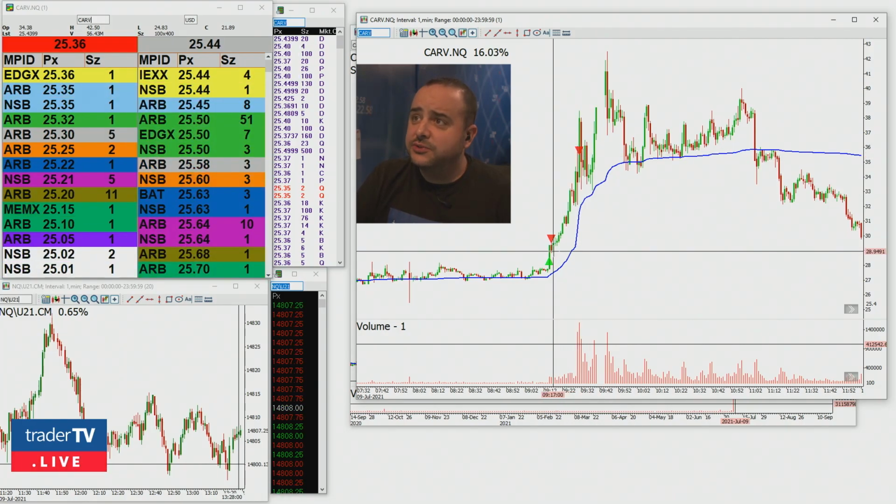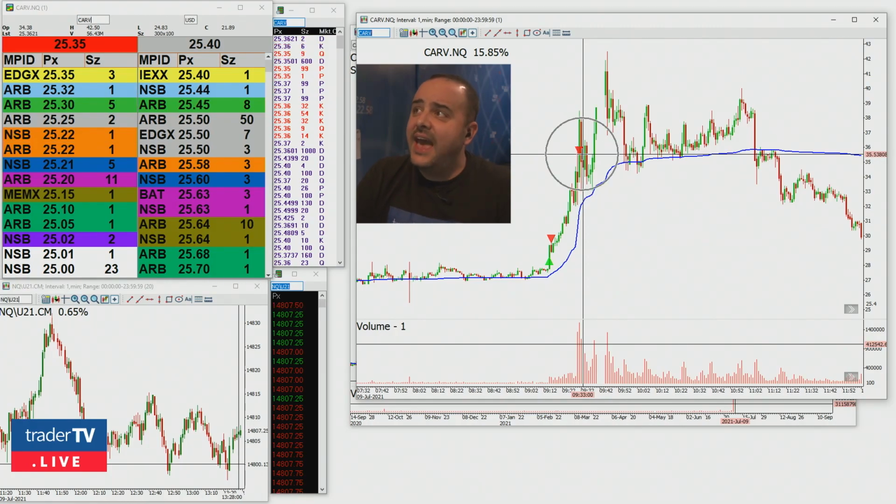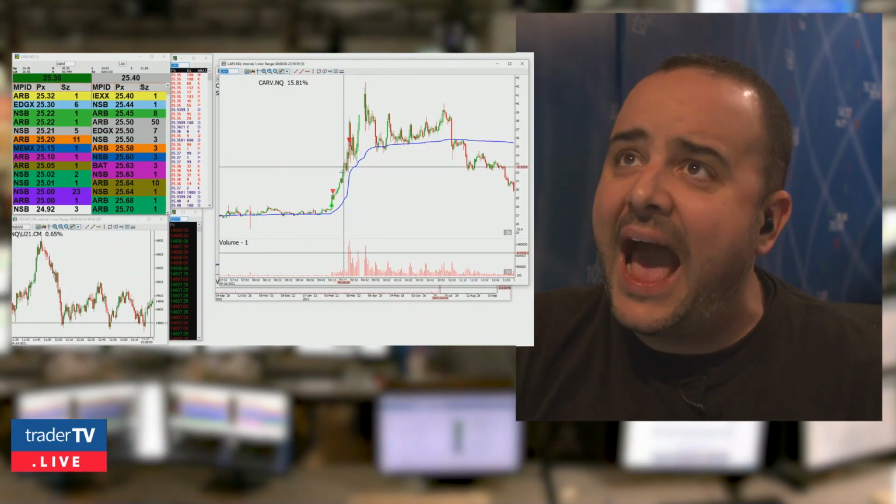Each one of these is 1 minute. We hold about 10 more minutes to take that out again at 35.53. So you're taking them out at key levels.